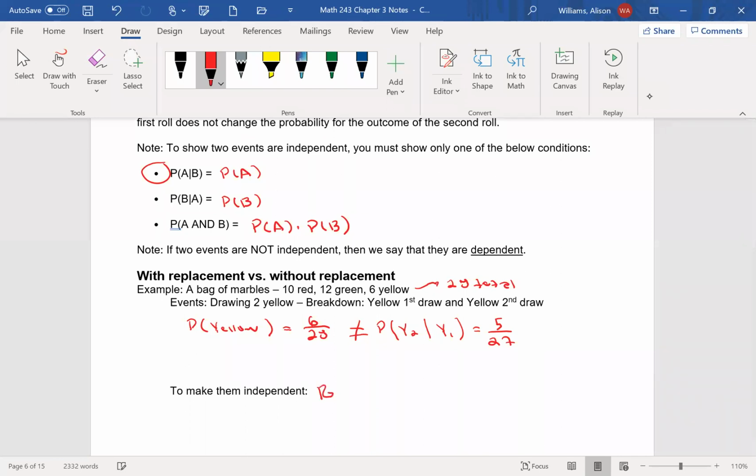So if I replace the first marble, now it changes, because now the probability of getting a yellow the second time, knowing that I drew a yellow the first time, is still going to be 6 out of 28, because I put the yellow marble back into the bag. So there's still 6 yellow marbles out of 28 total. And that does equal the probability of getting a yellow. So these are independent when we have replacement.